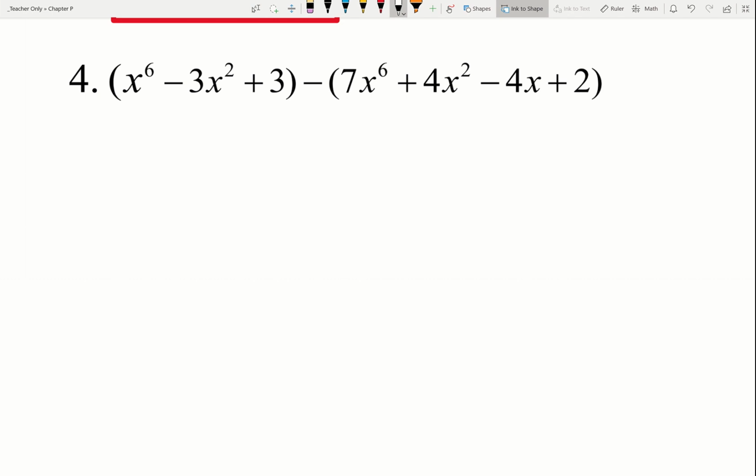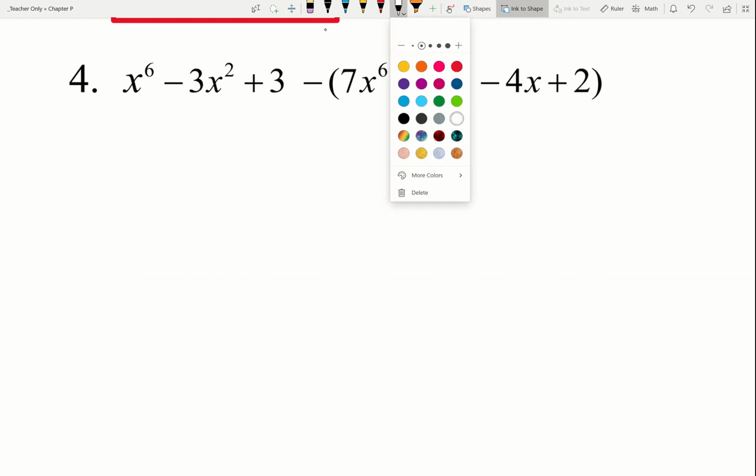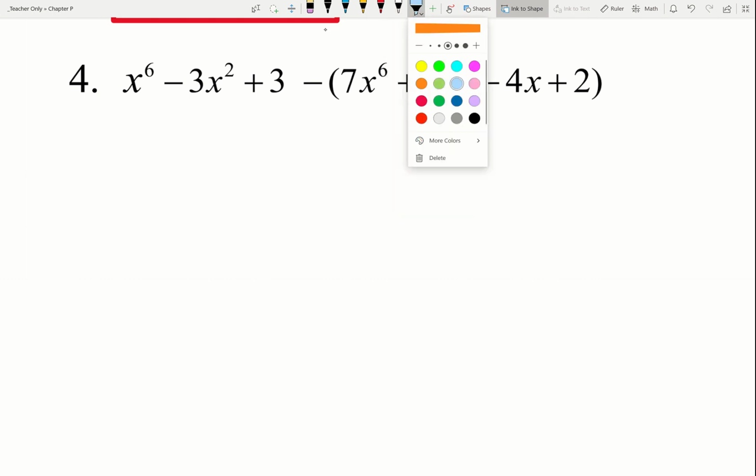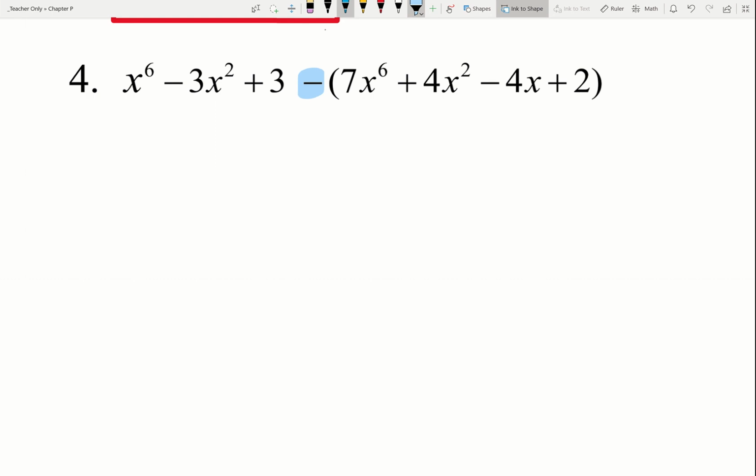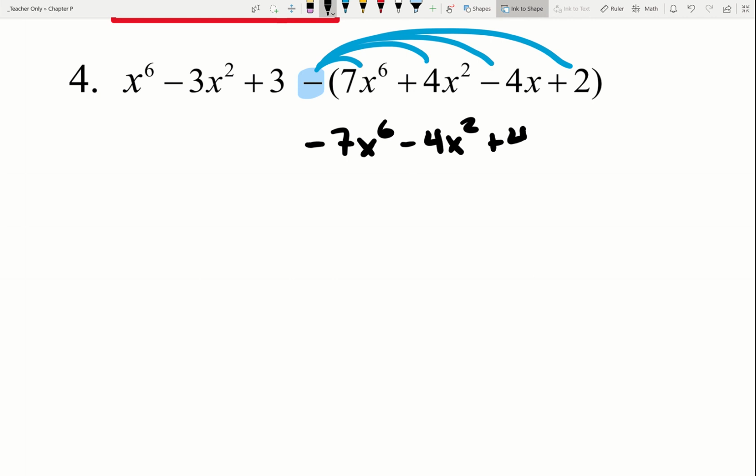Here in this next example, can we drop the grouping symbols? Well, we can drop this first set because there's not a negative sitting in front of that set of parentheses, but we do have to be careful on the second set because there is a negative sitting in front of those parentheses. So we'll go ahead and distribute that in real fast to every single term that shows up inside those parentheses. And again, that's just going to effectively change the sign of all of the terms inside there. So minus 7x to the 6th minus 4x squared plus 4x minus 2. And then, of course, I still have my x to the 6th minus 3x squared plus 3 in the very beginning.